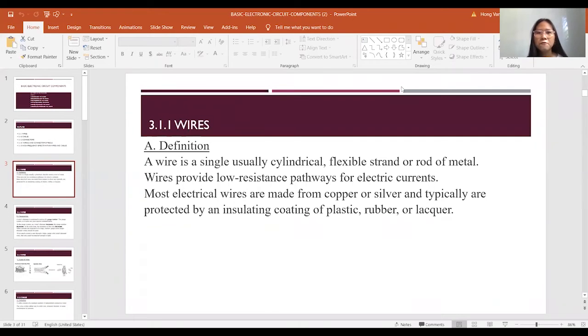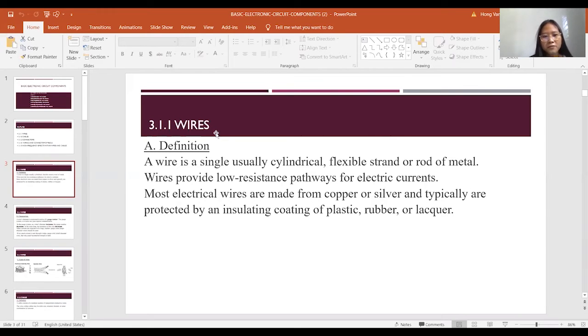Hello everyone, I'm Vân, and we'll talk about the first session, wires. We will learn about the definition, characteristics, as well as classification of wire. So to start with the definition, what is a wire?